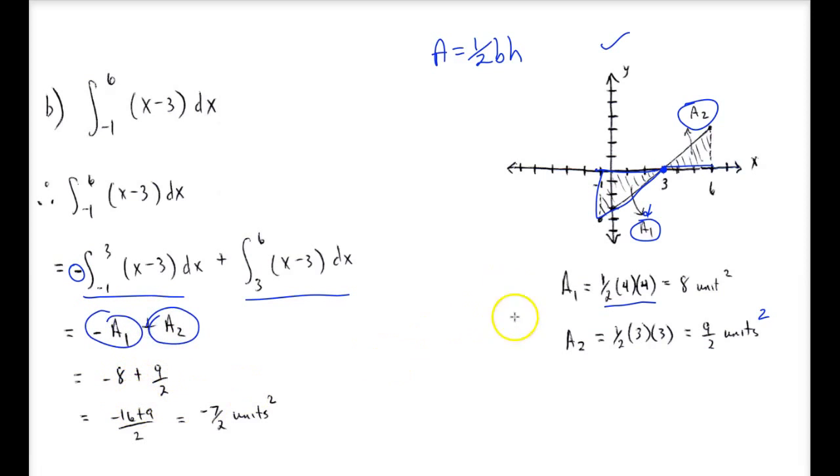You plug in the numbers that we calculated here, and we'll see that the net area is going to be 3.5 square units, but it's going to be below the x-axis and not above. So that's what that negative means there. All right, let's move on to the next example.